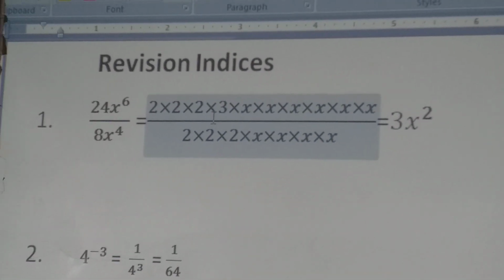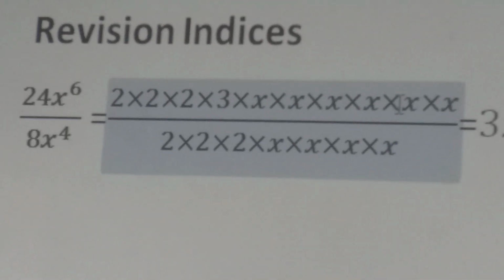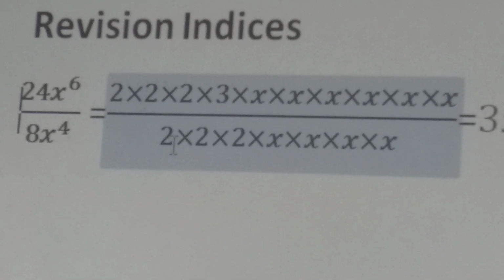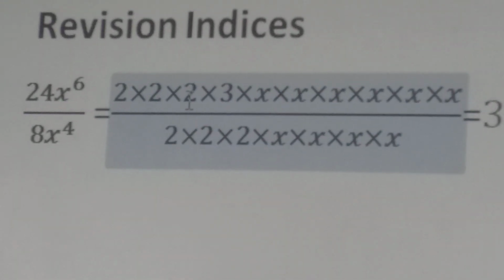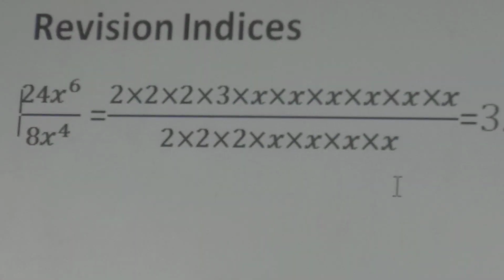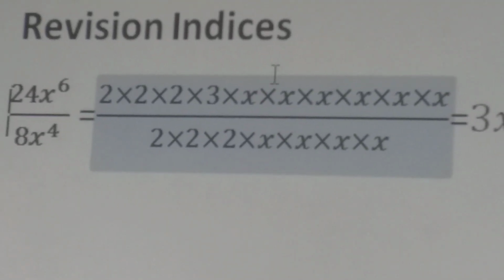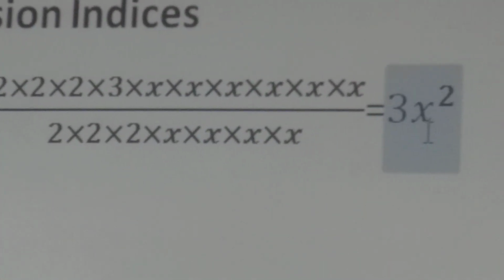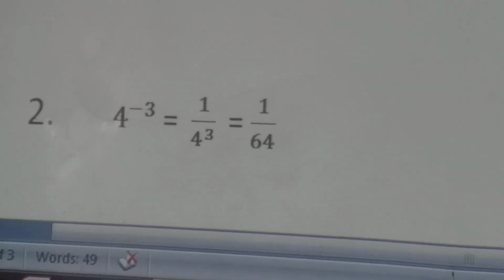Or you expand the numbers as a product of their prime factors, so that we have three twos. They cancel with 3 twos here. We are left with 3. And we have 4 x's, they cancel with the 4 x's here, we are left with the 2 x's. So we say we are left with 3 times x, which is 3x squared. Right, we go on to number 2.